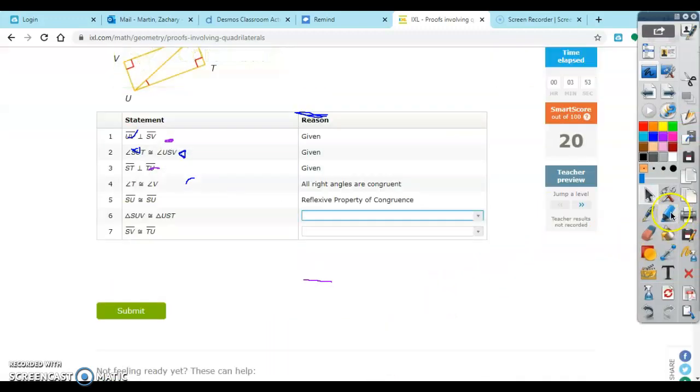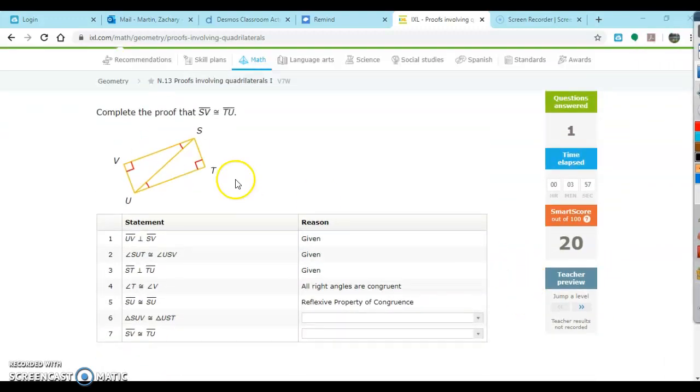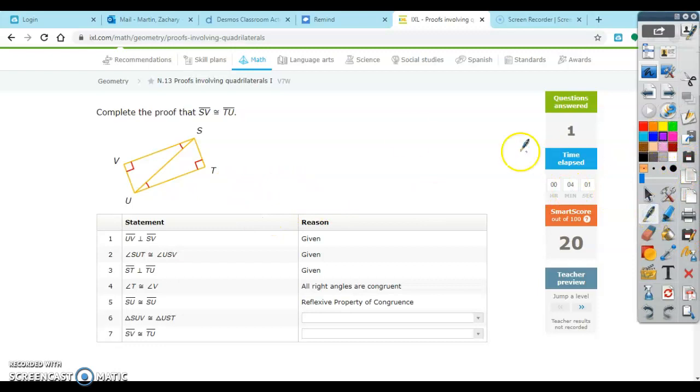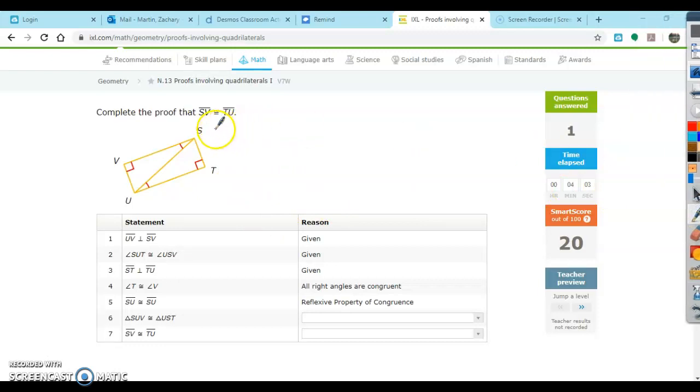Submit. Fantastic. Got it right. Let's get rid of those annotations. Let's do one more real quick. Looks like we've got triangles again. We want to complete the proof that segment SV is congruent to segment TU.